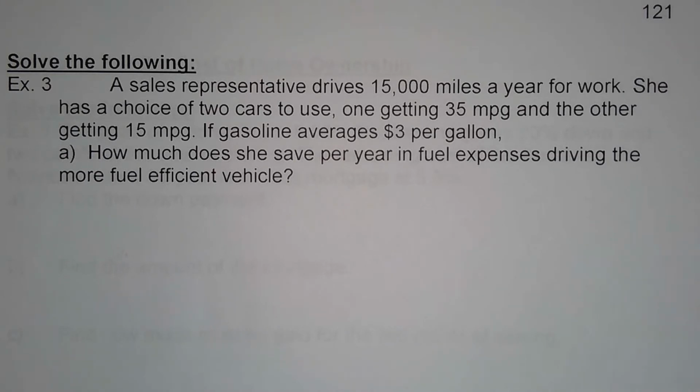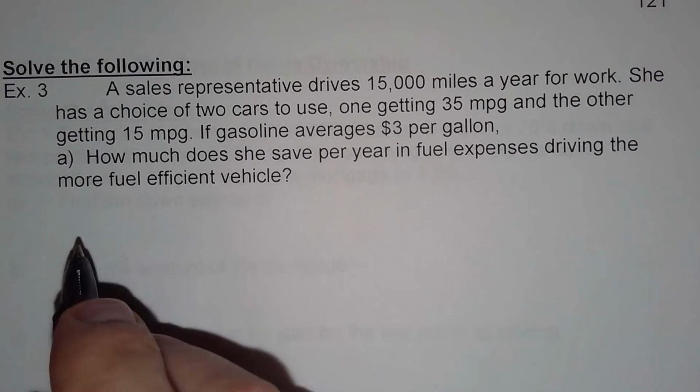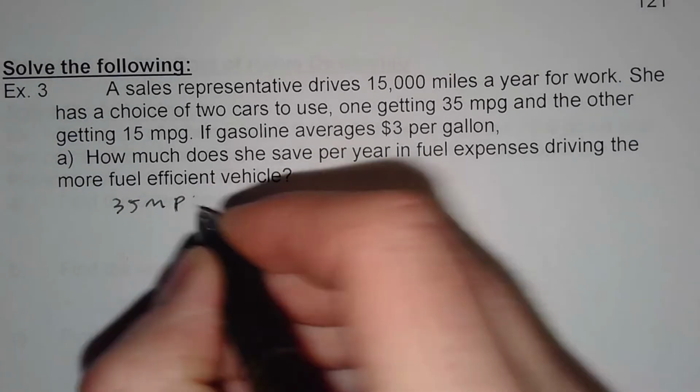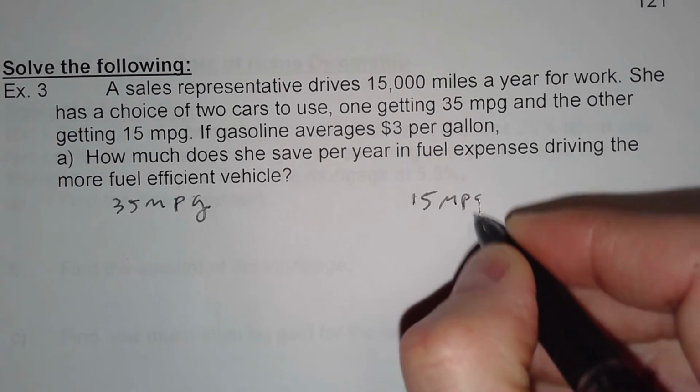A sales representative drives 15,000 miles a year for work. She has a choice of two used cars, one getting 35 miles per gallon and the other getting 15 miles per gallon. If gasoline averages $3 per gallon, how much does she save per year in fuel expenses driving the more fuel-efficient vehicle? All right, so let's get the 35 mile per gallon car here and the 15 mile per gallon car here.